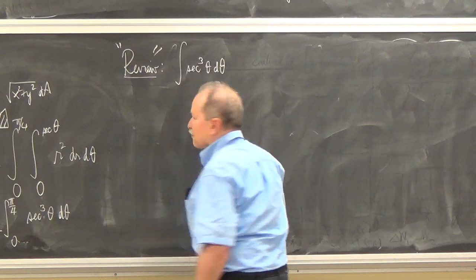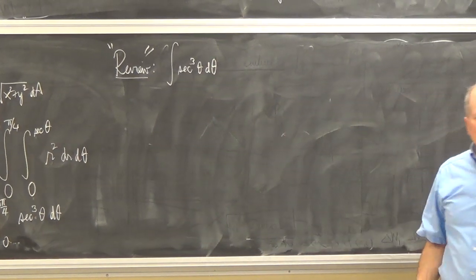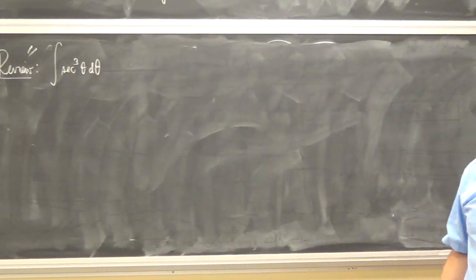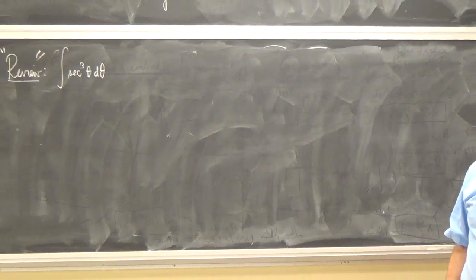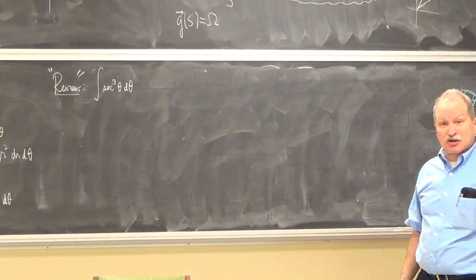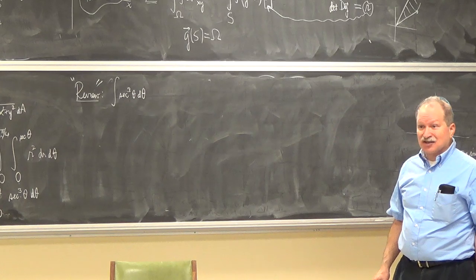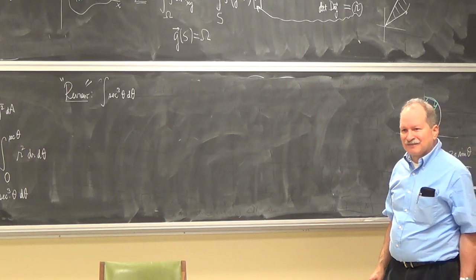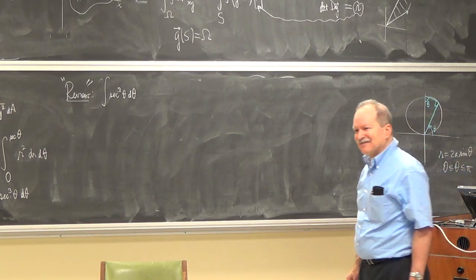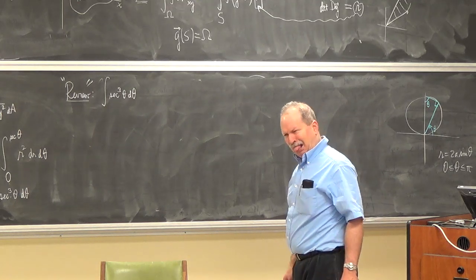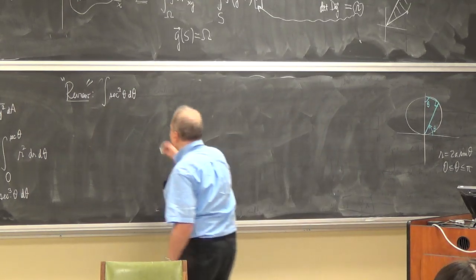All right, you say to yourself, do I know anything whose derivative is secant cubed? I know somebody whose derivative is secant squared: tangent. So do secant squared times secant. So we have integration by parts.